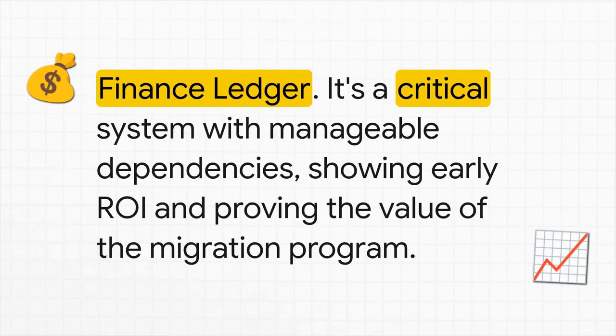For our example, the finance ledger is the perfect candidate for Wave 1. Look, it's rated critical to the business, which is great. But its dependency on DB Alpha, that's something our team already got familiar with when they moved the reporting tool back in Wave 0. See how that works? Moving this successfully gives you a quick, meaningful return on investment and proves the value of the whole program.